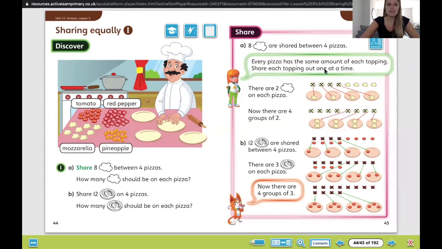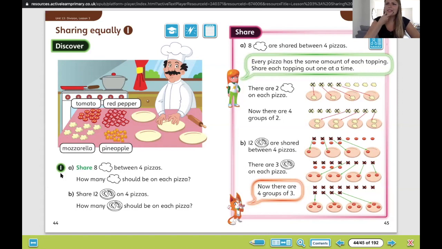And for our Discover section we've got a chef and he's making some pizzas. How many pizzas has he got? 1, 2, 3, 4. He's making 4 pizzas and he's got some ingredients to put on his pizzas. He's got some tomato, some red pepper, some mozzarella and some pineapple. Question 1a. Share 8 mozzarella between 4 pizzas. How many mozzarella should be on each pizza?